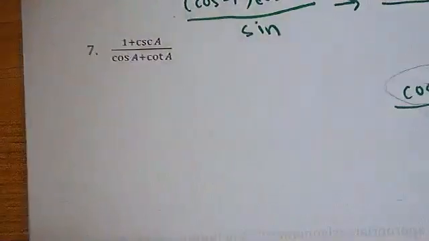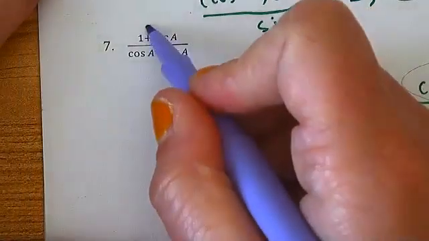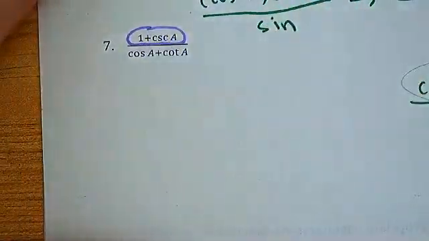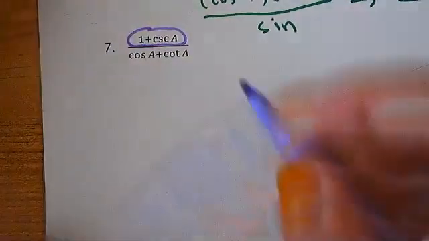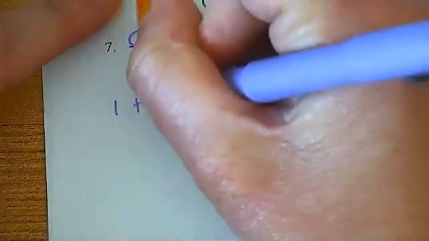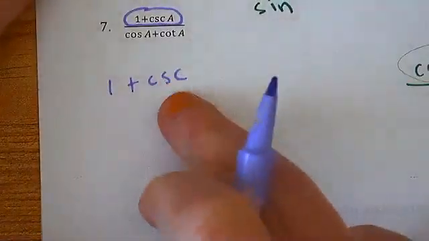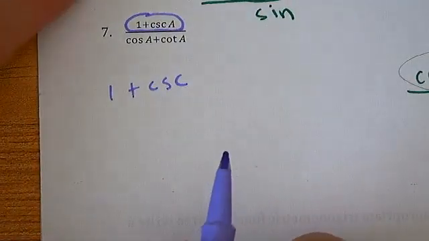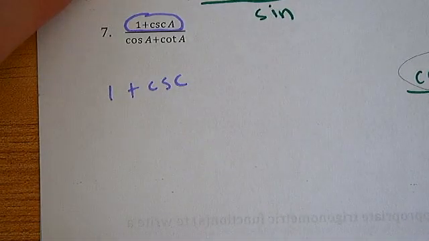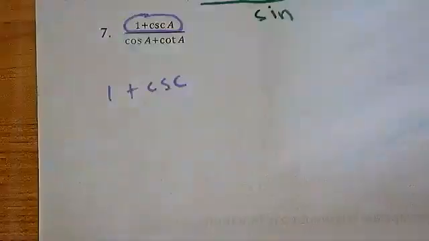Sometimes when I'm given a fraction, because we actually weren't given a fraction in any of these other ones, I actually like to break it down and focus on just the numerator for a little bit. So let's ignore the denominator. Let's just focus on that numerator. Let's try and clean it up a little bit. Can I replace anything for cosecant? Cosecant is 1 over sine.